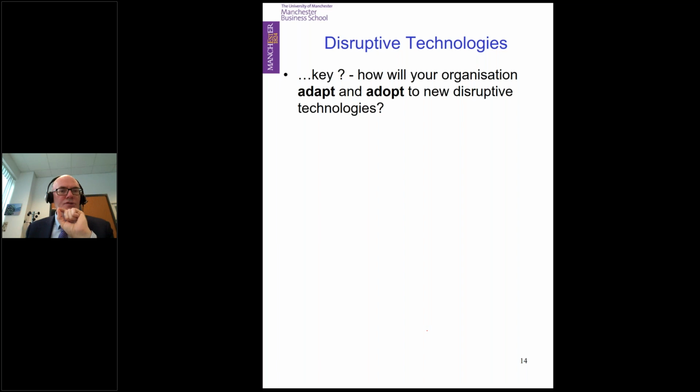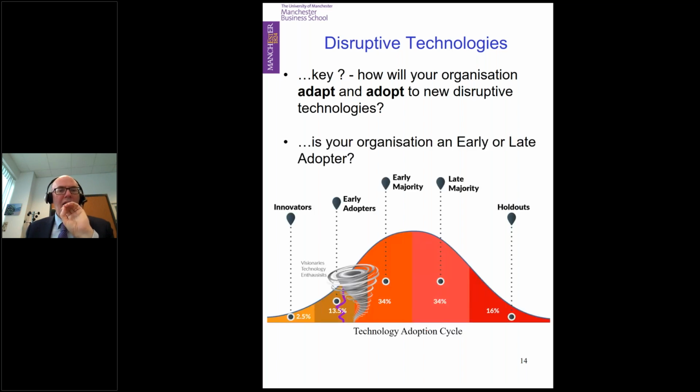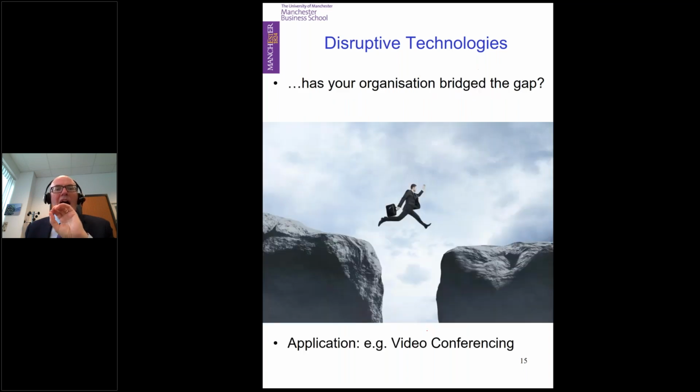adopting to these new disruptive technologies? And the key question is are you or your organization an early or a late adopter? Okay. And another question I'd like to pose to you is, has your organization bridged the gap? Okay, so for example, with COVID-19, a lot of businesses unfortunately had to engage in remote working.